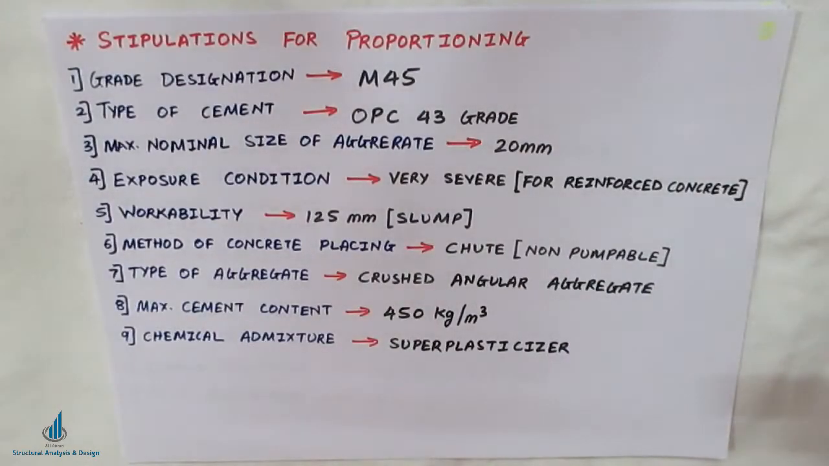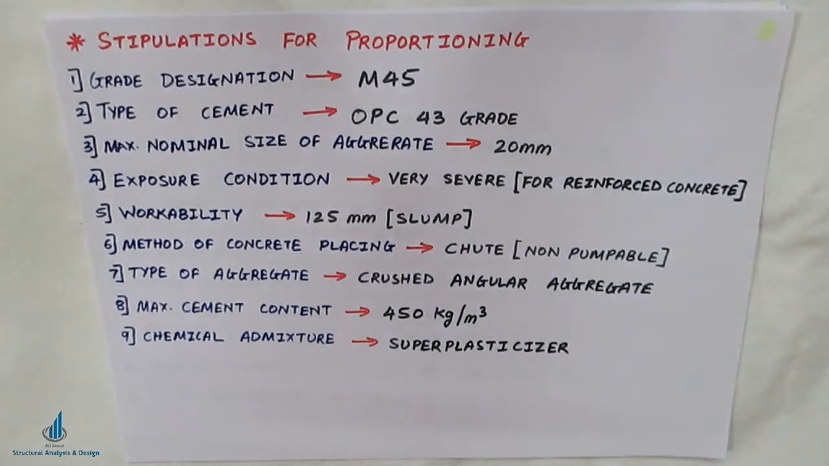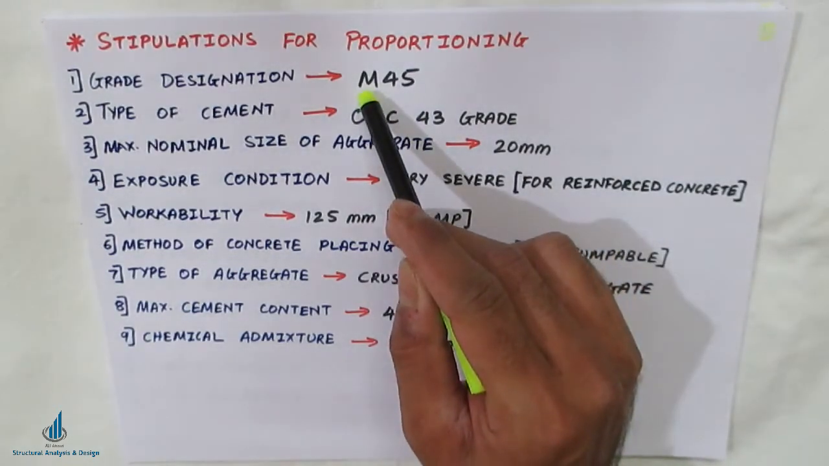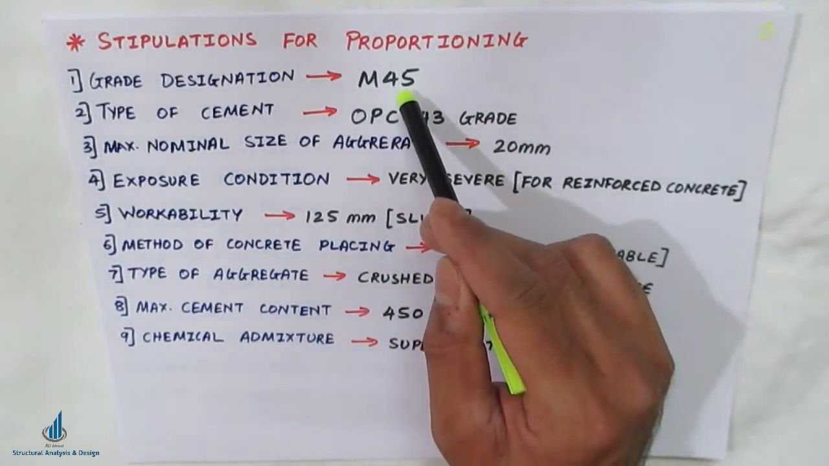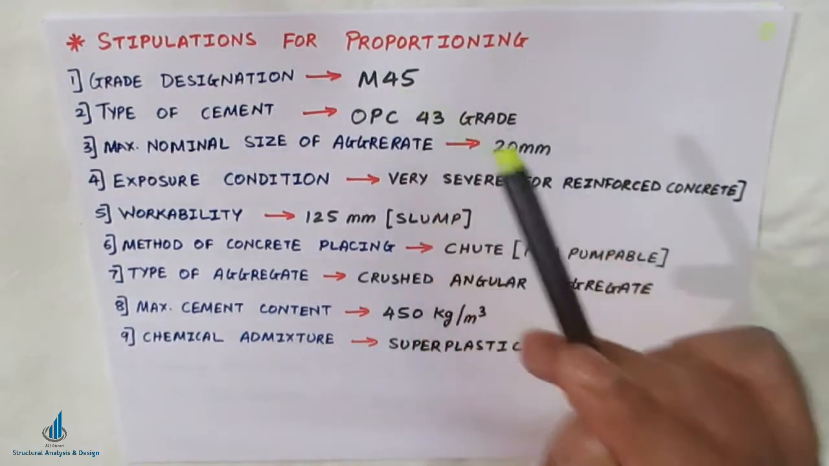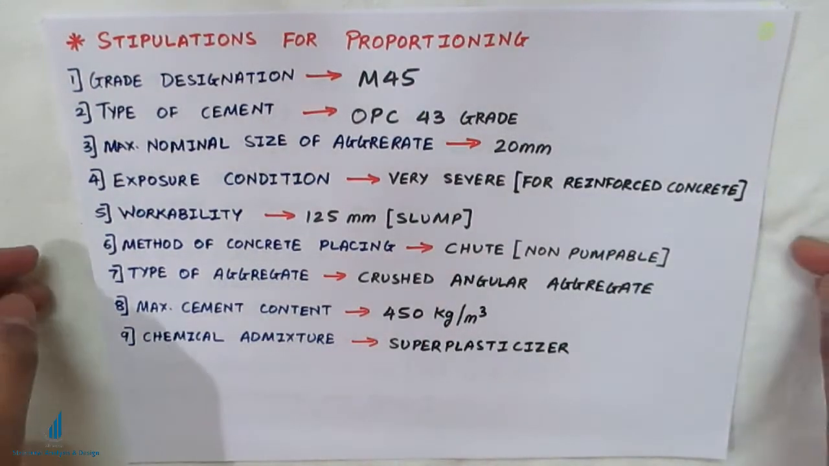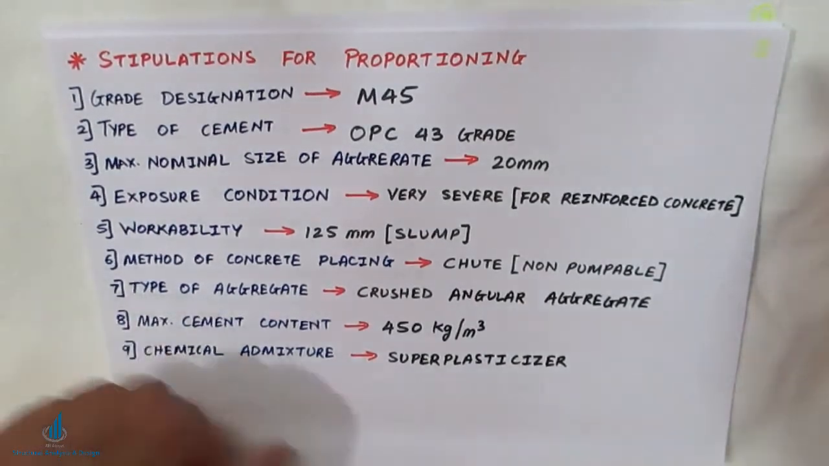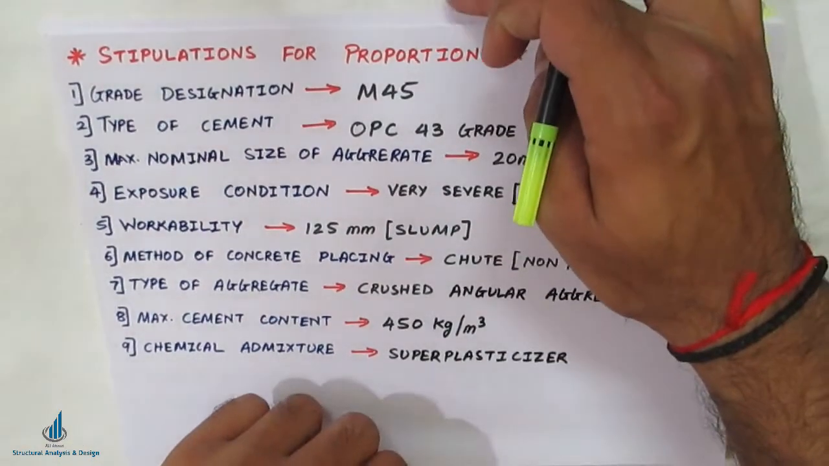The first thing is stipulations for proportioning. The grade designation they have mentioned is M45. Before we proceed, I would like to tell you what is meant by M45. This M is nothing but the mix of concrete, and 45 is nothing but the compressive strength at the end of 28 days in Newton per mm square. The type of cement used is OPC 43 grade. The maximum nominal size of aggregate is 20 mm.